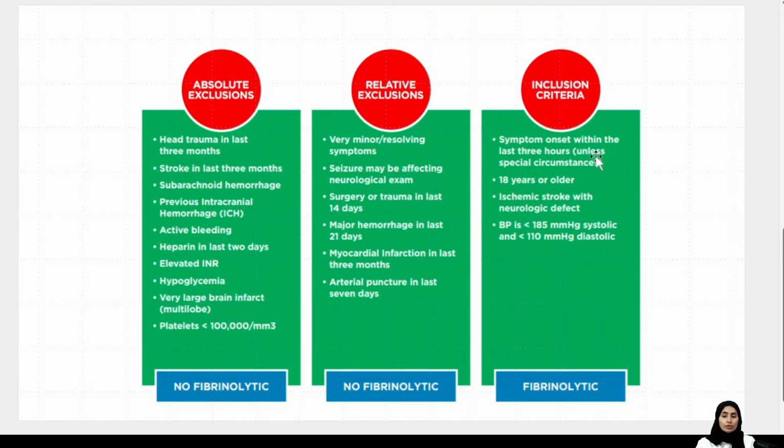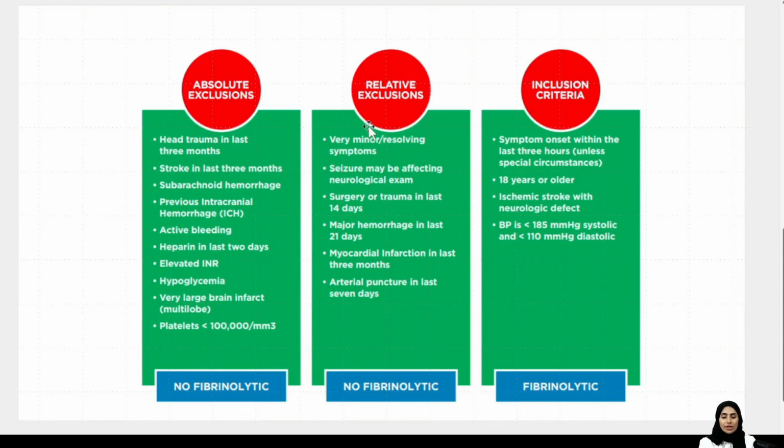But there are contraindications that should be taken seriously. If there is any head trauma in the last 3 months, stroke history in the last 3 months, subarachnoid hemorrhage, previous ICH, active bleeding, heparin in the last 48 hours, elevated INR, especially in a patient who is taking anticoagulation like warfarin, hypoglycemia, very large brain infarction, especially if it's more than 1/3. Platelets, if less than 100,000.